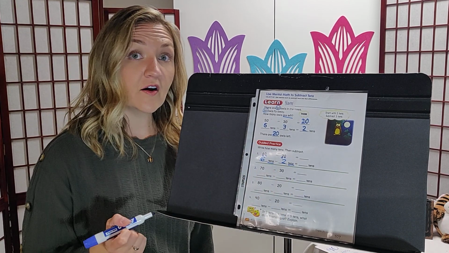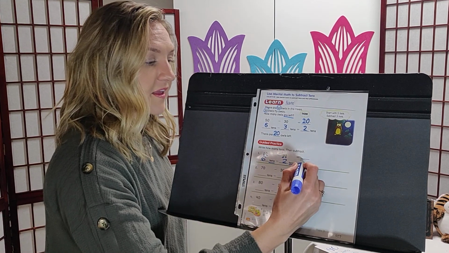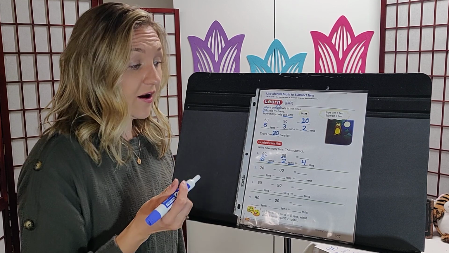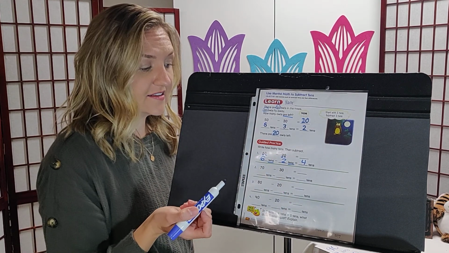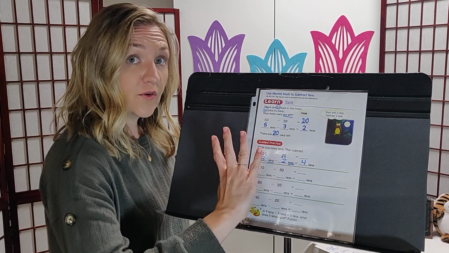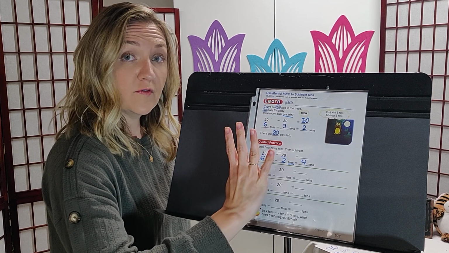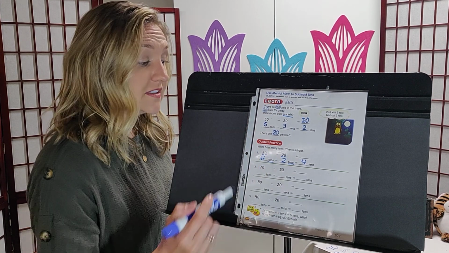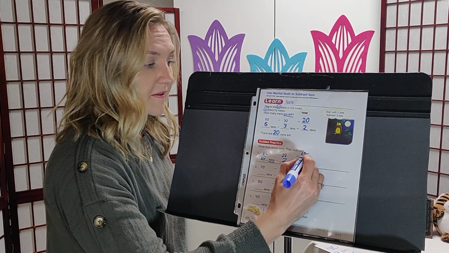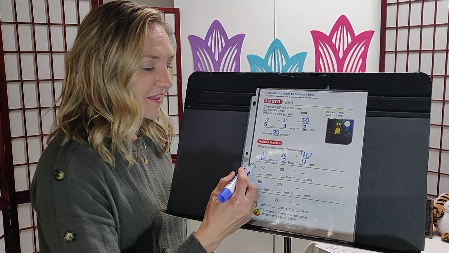How many are left? 4. There are 4 tens. Well, we need to show that now as groups of tens. 4 tens, if we have them as 4 tens blocks, we'd count them by tens. 10, 20, 30, 40. So 60 minus 20 is equal to 40. Great job. Let's keep going on to number 2.